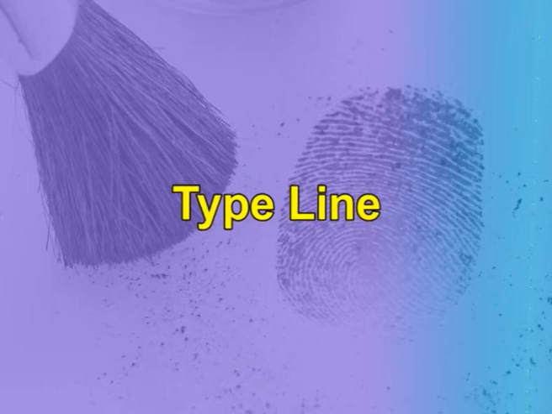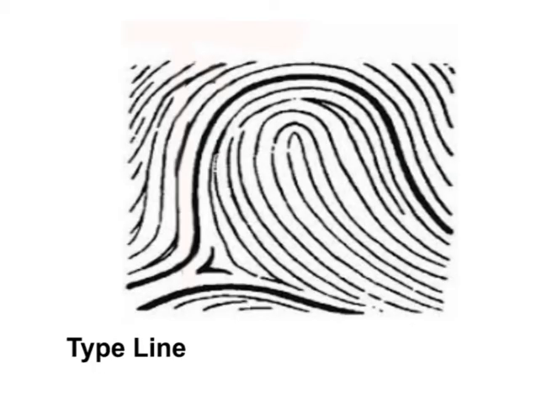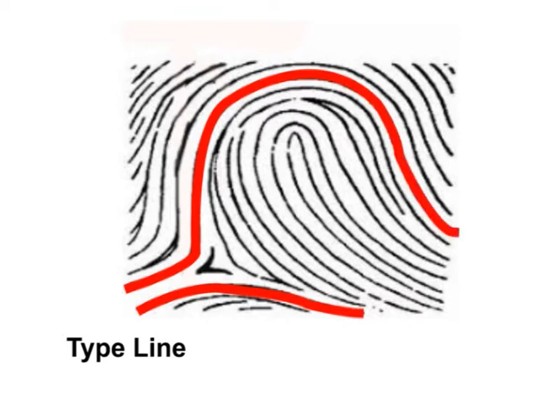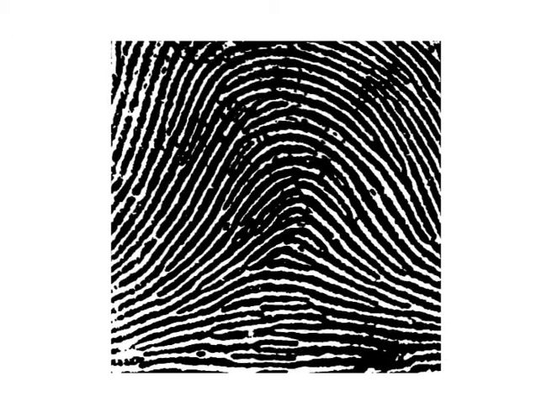Second one is type line. Type lines are ridges that determine the pattern area of loops and whorls. Type lines may be defined as the two innermost ridges which start parallel, diverge and surround the pattern area. Type lines are not always two continuous ridges. In fact, often they are found to be broken. The arches lack the presence of type lines.